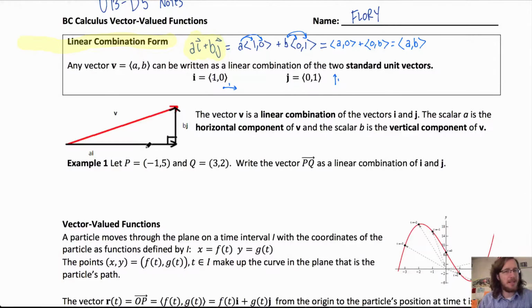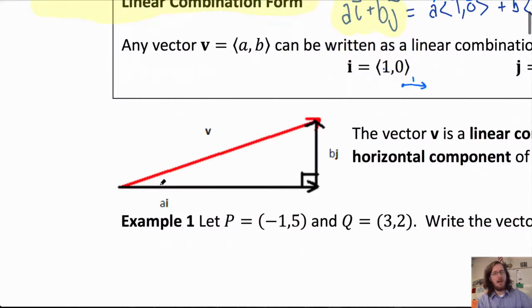Okay, so notice we've got this nice visual here. We've got some coefficient a times our horizontal vector i plus, using the head to tail method, some coefficient b times our vertical vector j, which gives us our resulting vector v, and we just showed how that's the same thing as component form a, b.